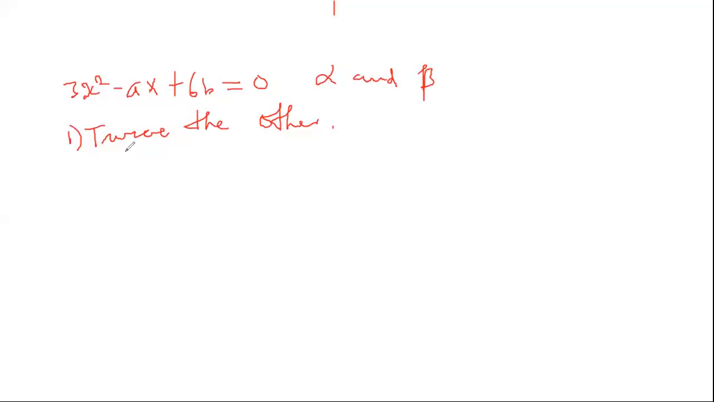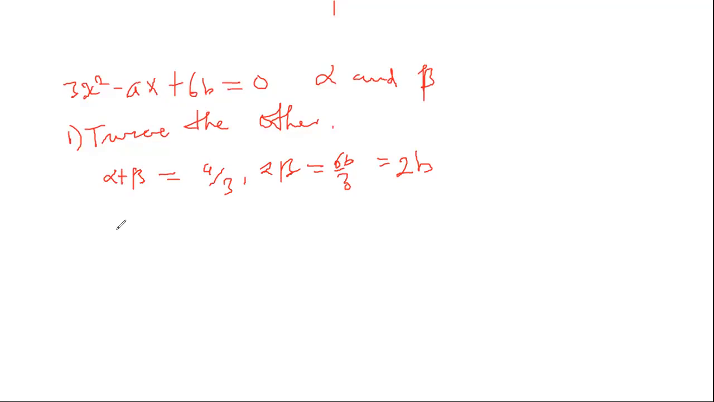So what we are going to do first is begin by finding the sum, which is alpha plus beta, and this is a over 3, isn't it? Yes. Then the product alpha beta is going to be 6b over 3, which is going to give us 2b.